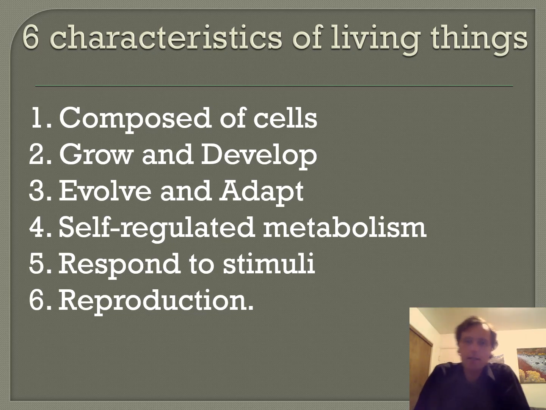Here we have the 6 characteristics of living things, and you can see them down below. 1, they're composed of cells. Everything is made of cells. 2, they grow and develop. 3, all living things evolve and adapt, have a self-regulated metabolism, respond to stimuli, and reproduce.